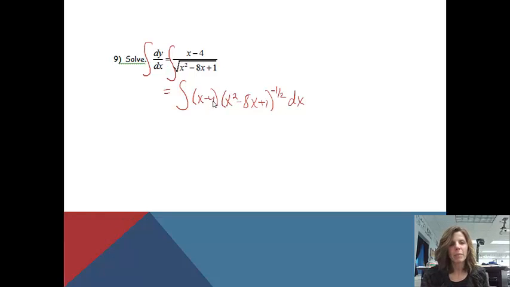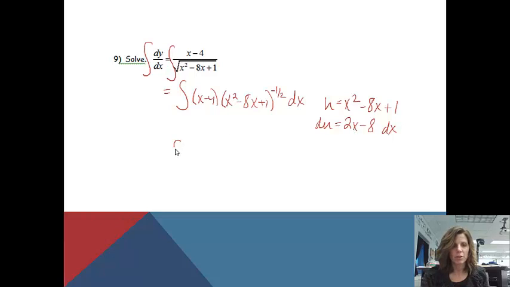Now from here, you'll notice I do have 2 sets of parentheses, so which one do you let be u? The one that has the power. So we're going to let u equal x squared minus 8x plus 1. Okay, and now just like we always do, we're just going to take the derivative. The derivative of u is du. The derivative of x squared is 2x minus the derivative of 8x is 8, and the derivative of 1 is just 0, and then we will put dx.